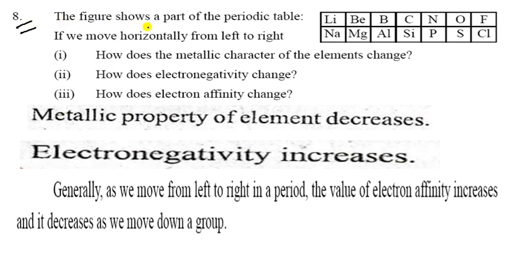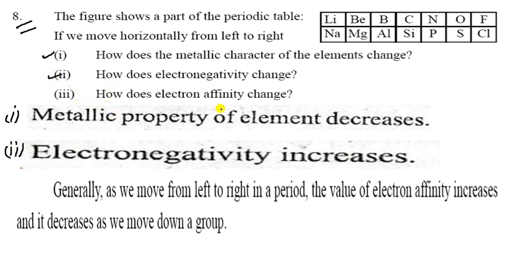Let us see the eighth. The figure shows a part of the periodic table. If we move horizontally from left to right, what will be the changes? First, how does the metallic character of the elements change? Metallic character always decreases. So the metallic property of the element decreases. So that is your first answer. Now second, how does the electronegativity change? Electronegativity is always increasing. So that is the second answer.